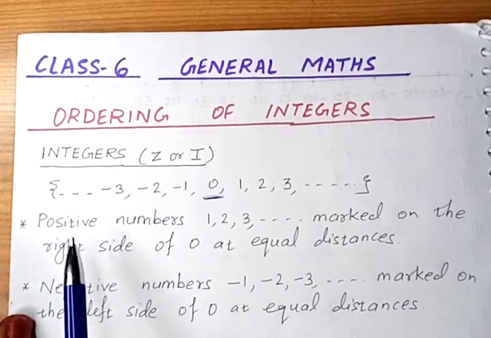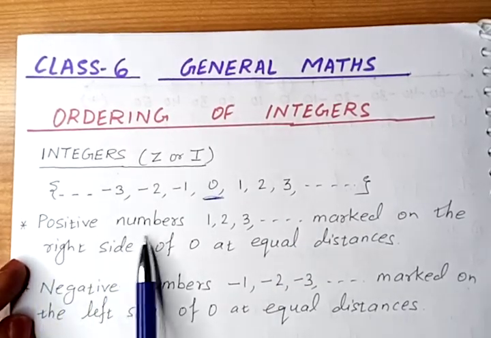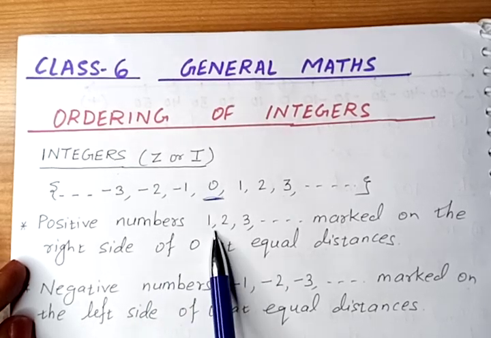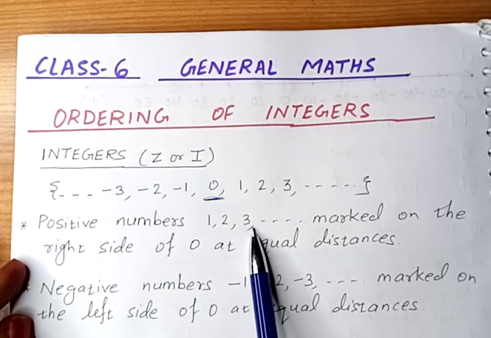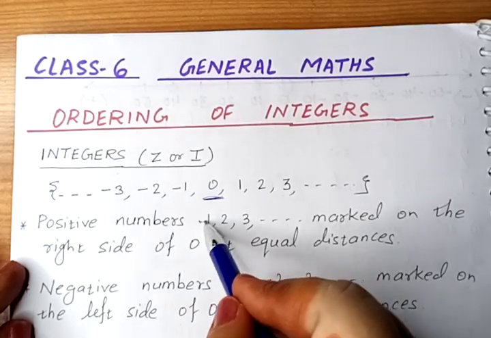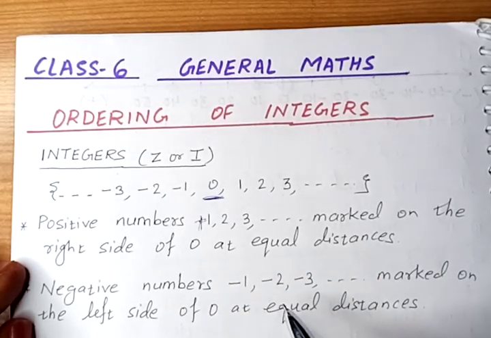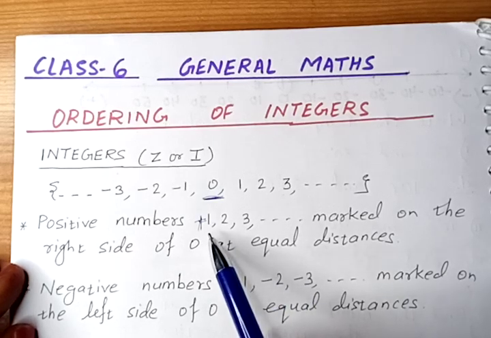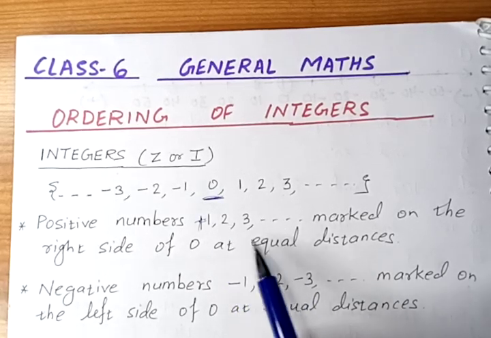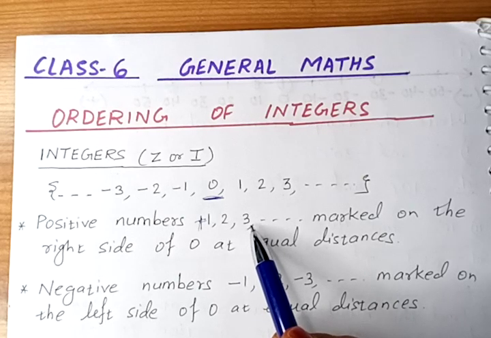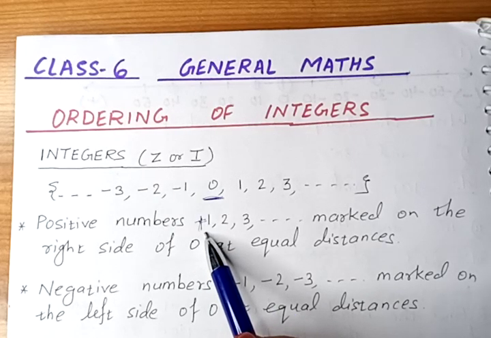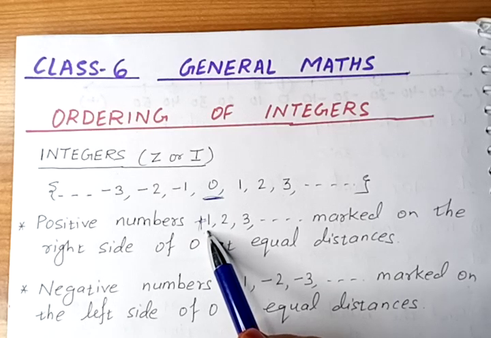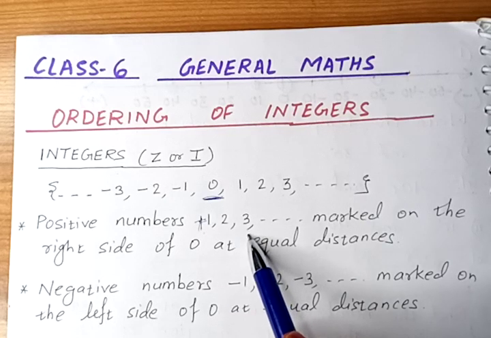So the first point: what are positive numbers? Positive numbers are 1, 2, 3. Once again children, for positive numbers we can give a plus sign before the number, or we may not give a plus sign. If we simply write a number, it also means it is a positive number. No need to give the plus sign, because with or without the plus sign, it is a positive number.